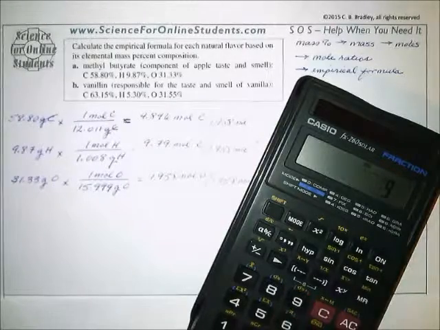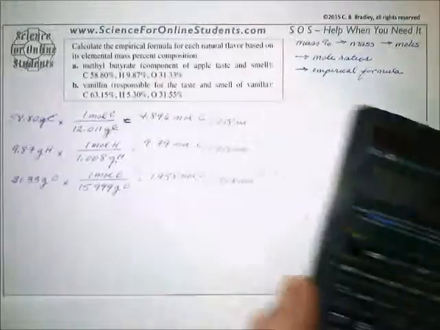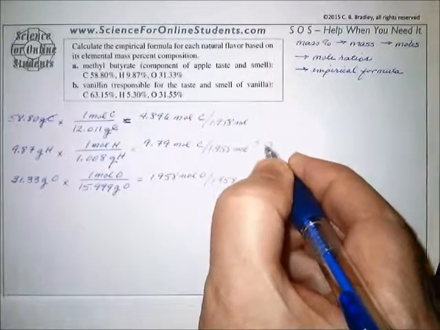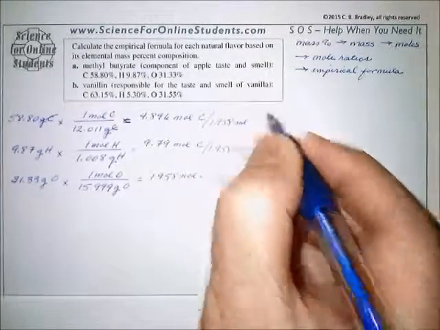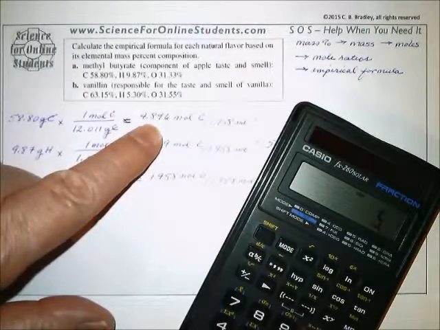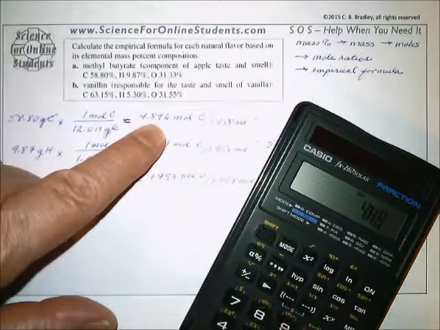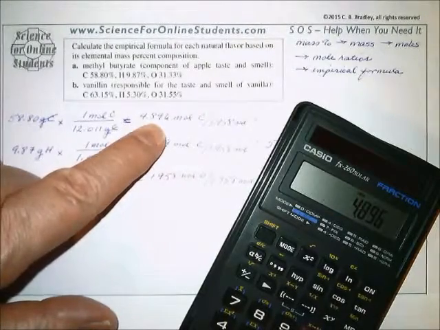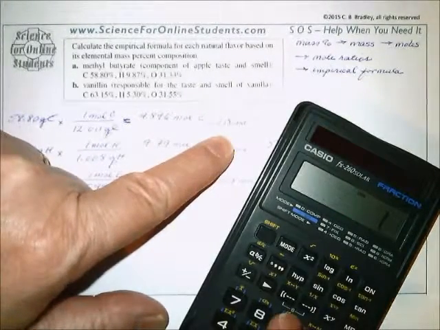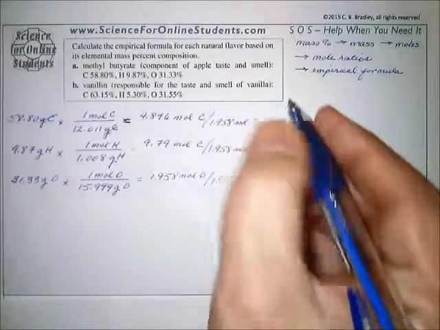So 9.79 divided by 1.958 equals 5. There we go. Exactly. And this one is going to be about 2, maybe 3. 4.896 divided by 1.958 equals 2.50.